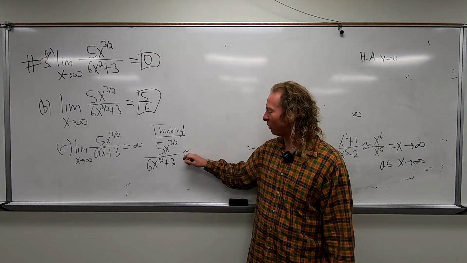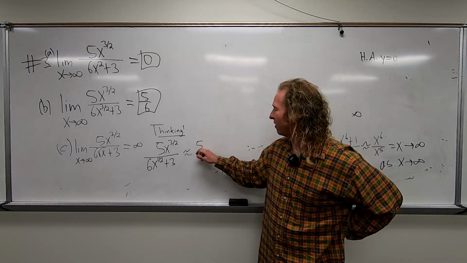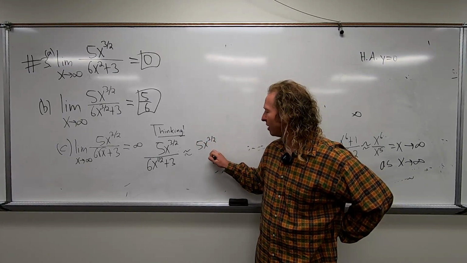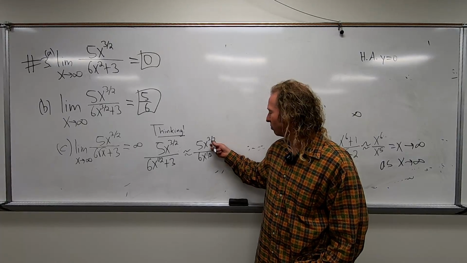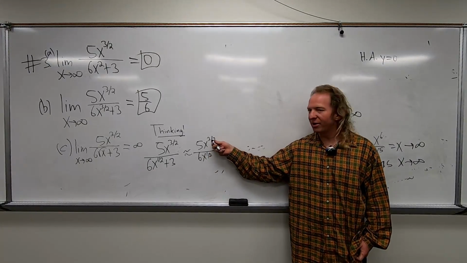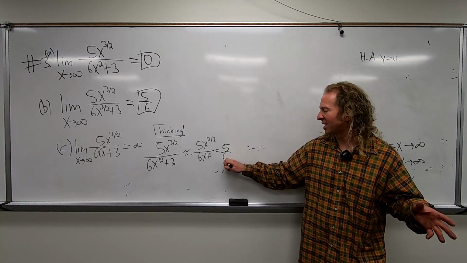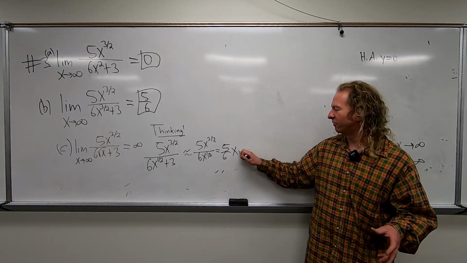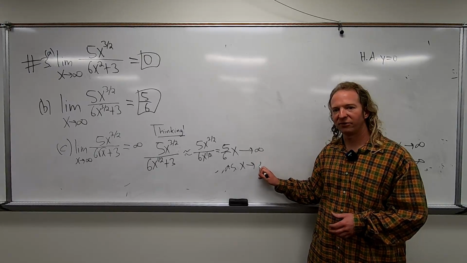So which one can we drop? The 3. Yeah, you can drop the 3. So this is 5x to the 3 halves over 6x to the 1 half. What you do here is you subtract 3 halves minus 1 half, which is 2 halves, so you just get x. This is 5/6 x, and that goes to infinity as x goes to infinity.